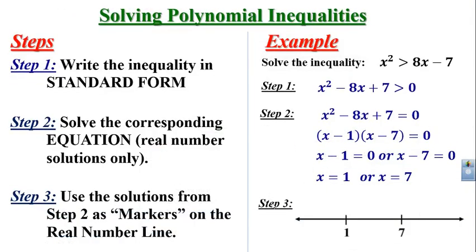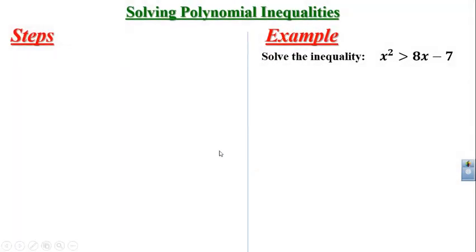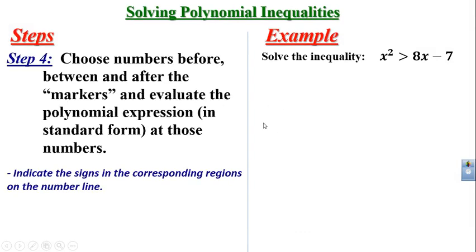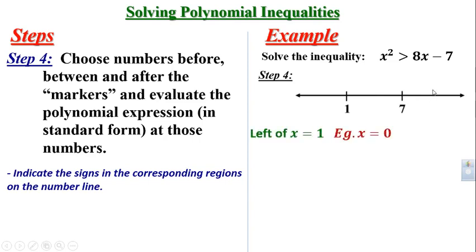Now, let's proceed. Now that I have the markers, I'm going to choose numbers around the markers, because what this is saying is that the inequality we had is only equal to 0 at 1 and 7. That means to the left of 1, all the numbers give you the same sign. They're either all positive or all negative. Between the markers, the numbers we plug in will all be either positive or negative, and to the right, the numbers we plug in will either be all positive or negative.